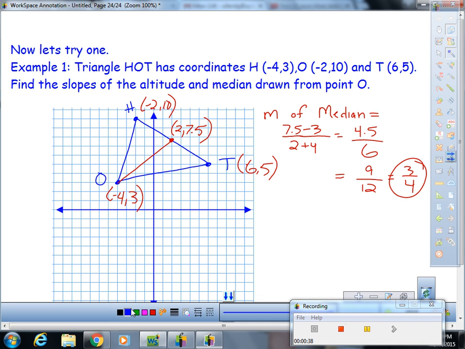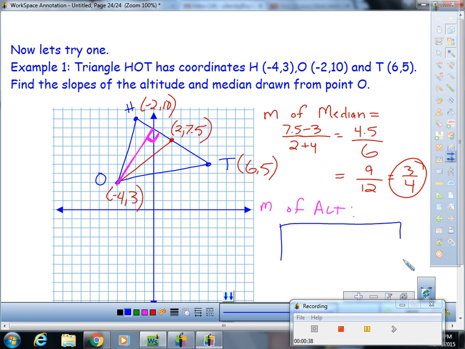Now let's find the slope of the altitude. As it turns out, the slope of the altitude is actually easier. The altitude is going to look something like this. I don't know exactly where it's going to hit, but I know it's going to form a right angle. That means it's perpendicular. So to find the slope of the pink line, which is the slope of the altitude, I just need to find the slope of the blue line and then find the opposite reciprocal.